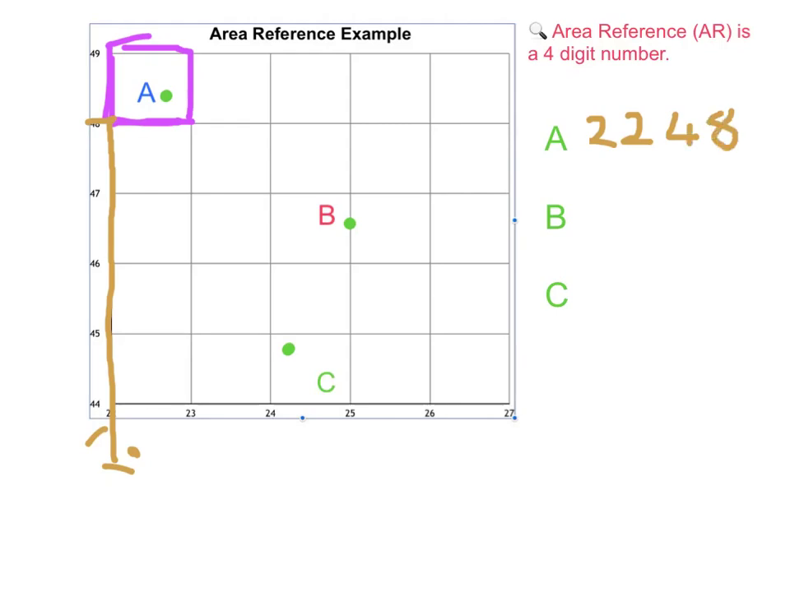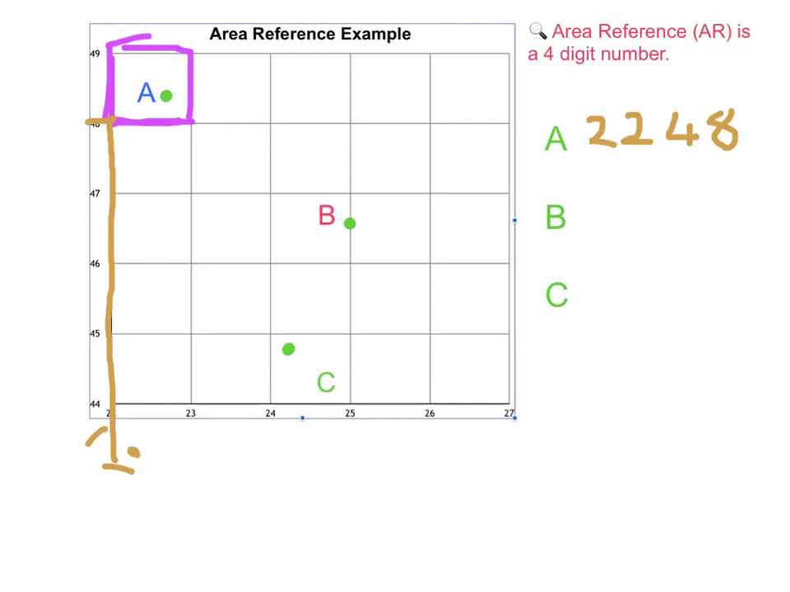I would like you to pay special attention to the way that I wrote 2248. I did not put a space between the numbers, and I did not put a comma either. When we write grid and area reference, there are no commas and there are no spaces between the two coordinates.